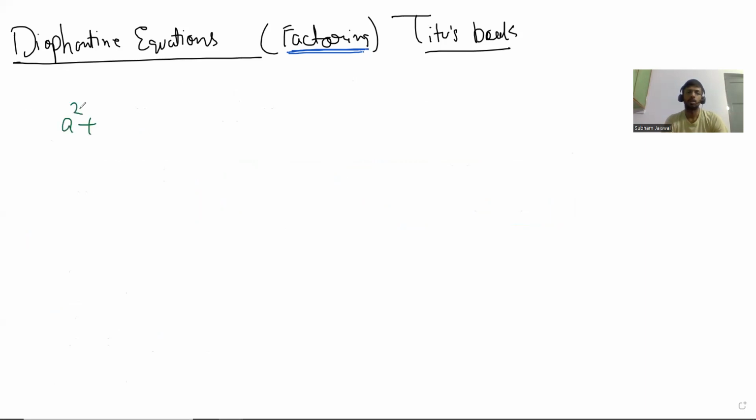So just to tell you a little bit, usually sums of squares don't factorize, but this particular sum of squares is a very special kind of sum of squares, and it factorizes. Okay, that is the thing.